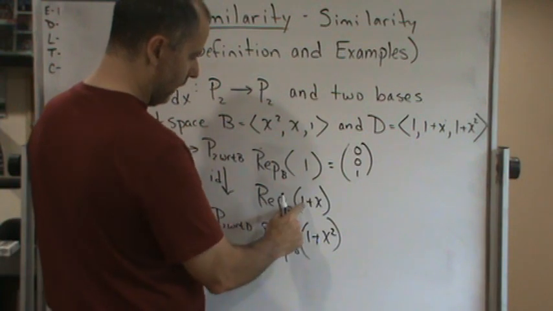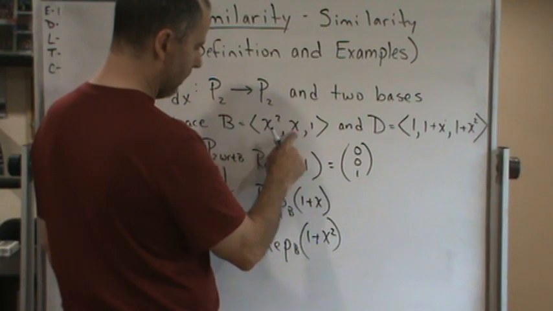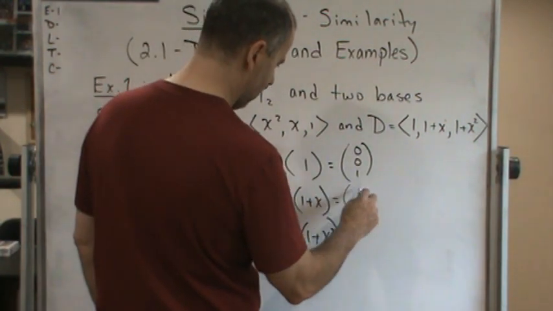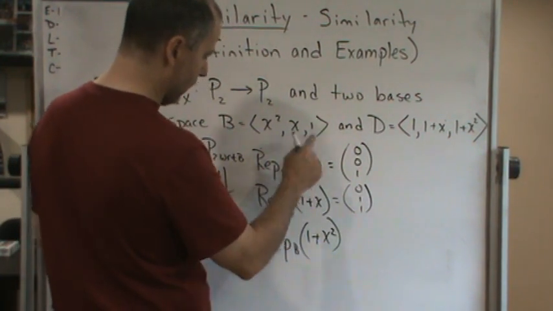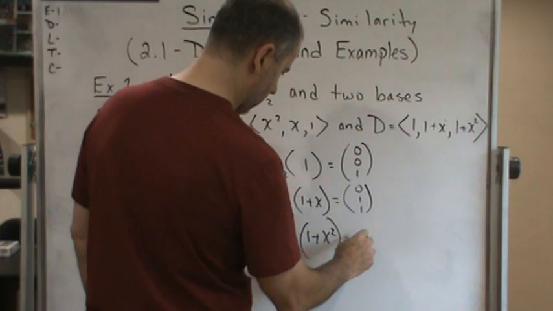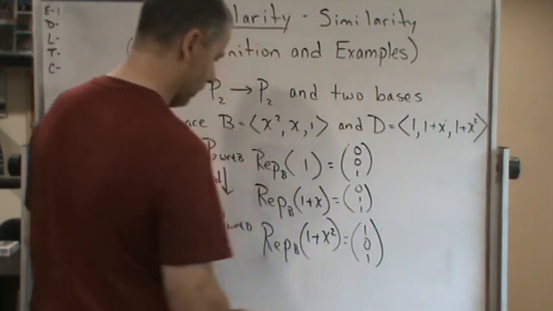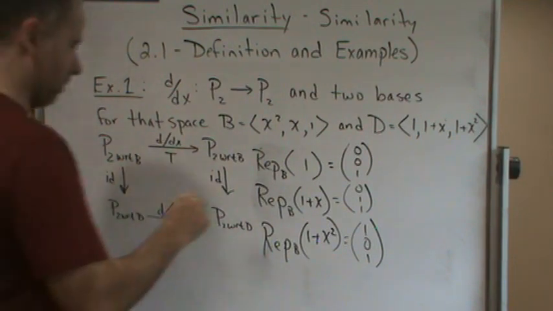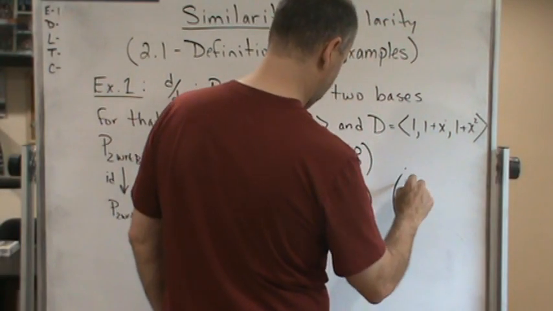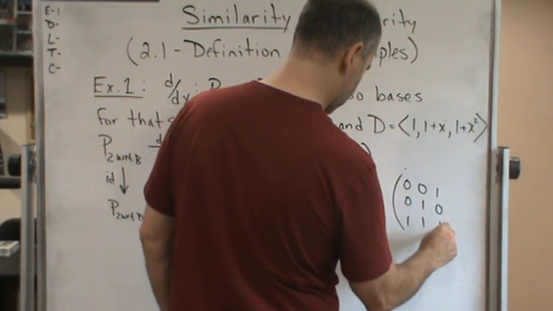For this one, what are we going to do here? Well, we want x plus 1, so we want these two. So this is going to be 0, 1, 1. And then for this one here, we want this one and this one. So that's going to be 1, 0, 1. And that's going to give us the following matrix, which is going to be 0, 0, 1, 0, 1, 1, 1, 0, 1.